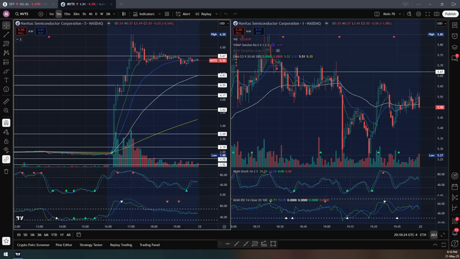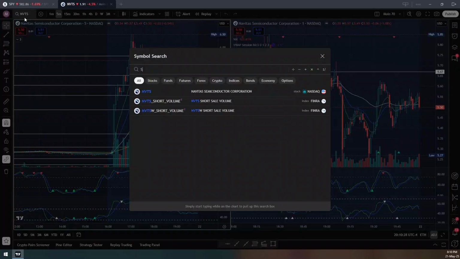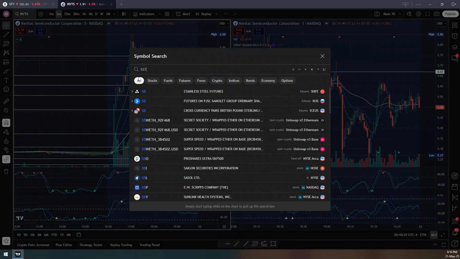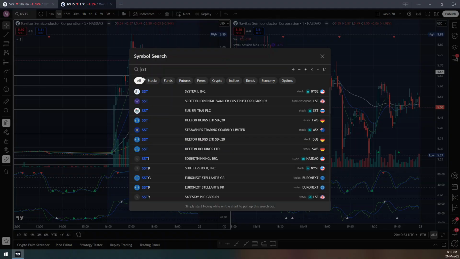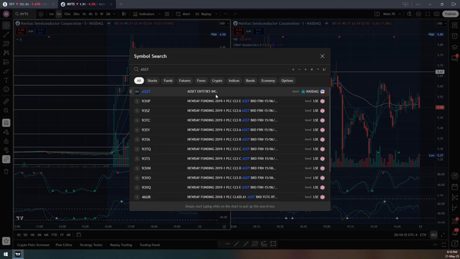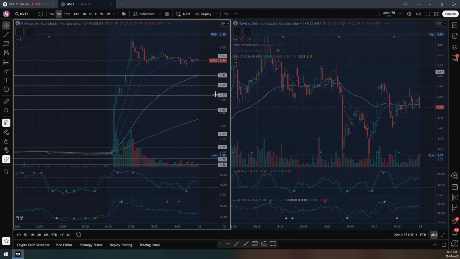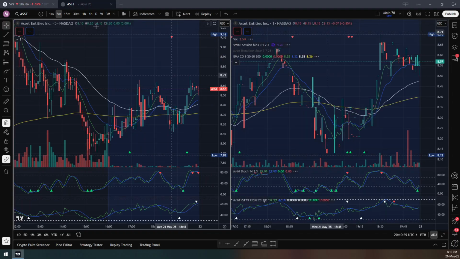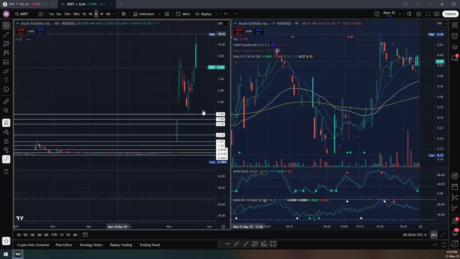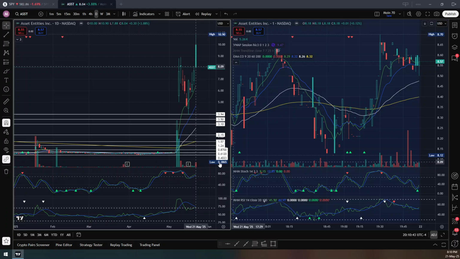Hey, Moin, can you pull up ASST? I think it's AST. Assert shows something, right? Assert entities. Yeah, that was the one. Okay, let's pull it up. What are you trying to do, bro? Well, I'm out of it now.